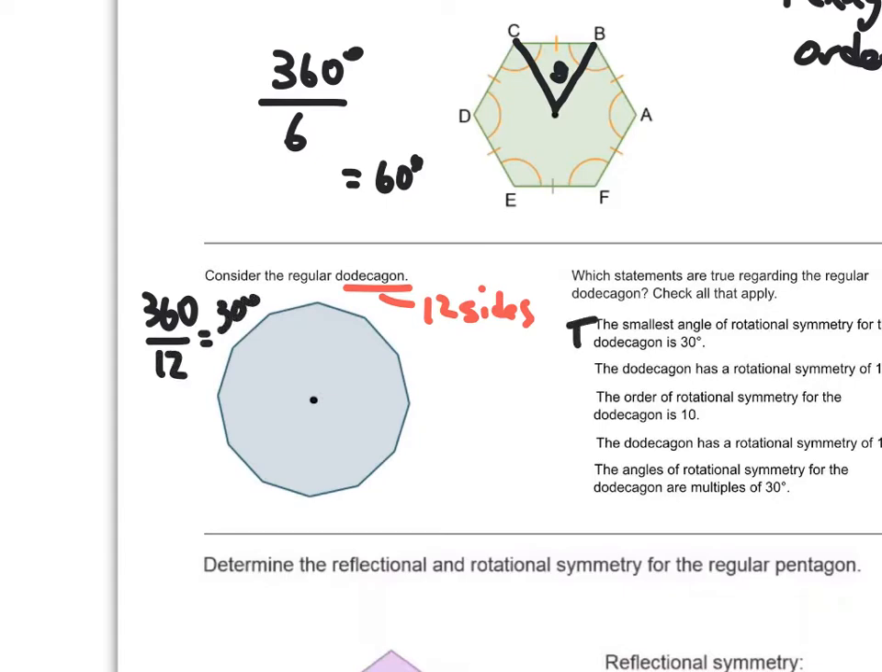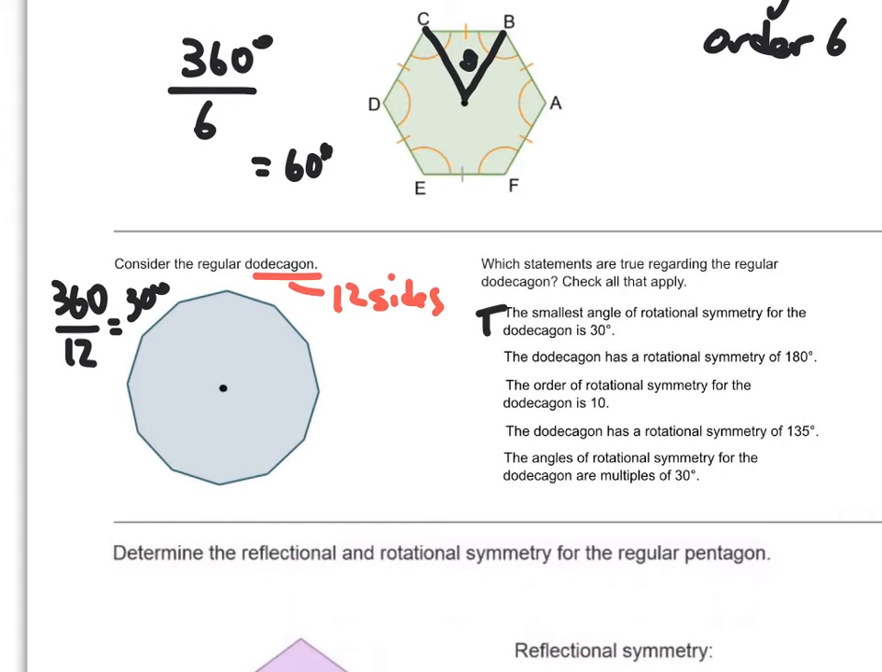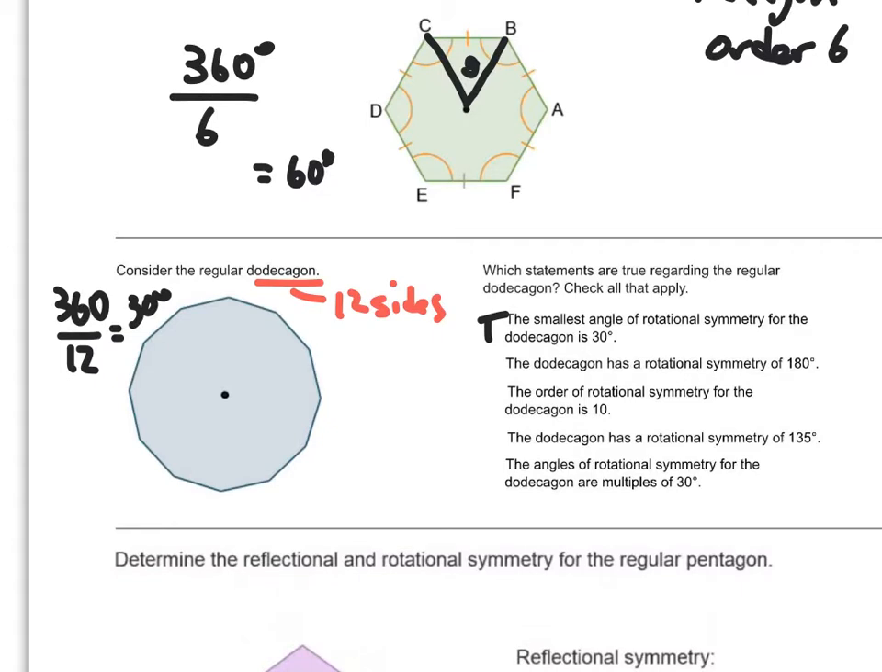The dodecagon has a rotational symmetry of 180 degrees, and this is true. I could rotate it 180 degrees and it would give me the same thing, mainly because I have an even number of sides. The order of rotational symmetry for the dodecagon is 10, and this is false. It should be 12.